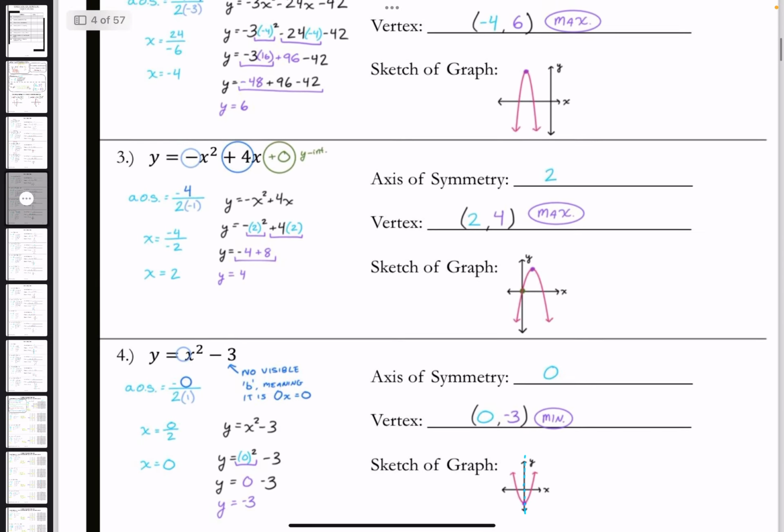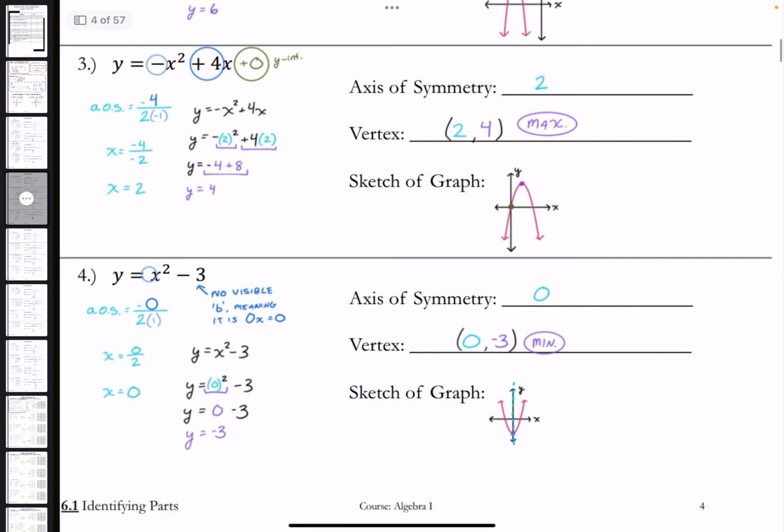Here are the answers to those 2 that we just did. And again, there's no visible 0. So make sure that we're sketching it accordingly. There's tons of practice that you can work on from here.